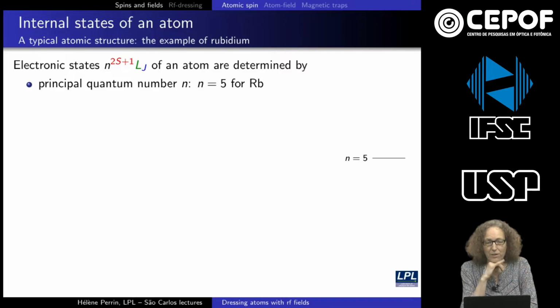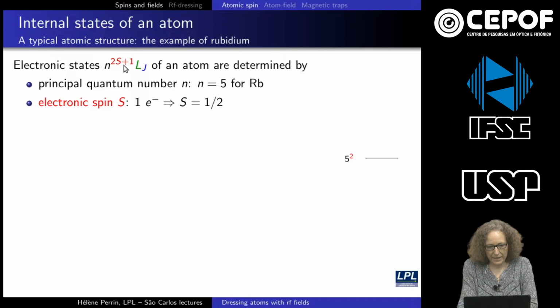I will take the example of alkali because that's a very simple atom with just one electron in the outer shell. The electron states are denoted with their principal quantum numbers, which for the ground state of rubidium is 5. And then there is the electronic spin, and then the angular momentum and the total angular momentum of the electron. So for our rubidium atom, which has a single electron in the outer shell, the electronic spin is that of one electron, so this is 1/2. So we note 5, 2.